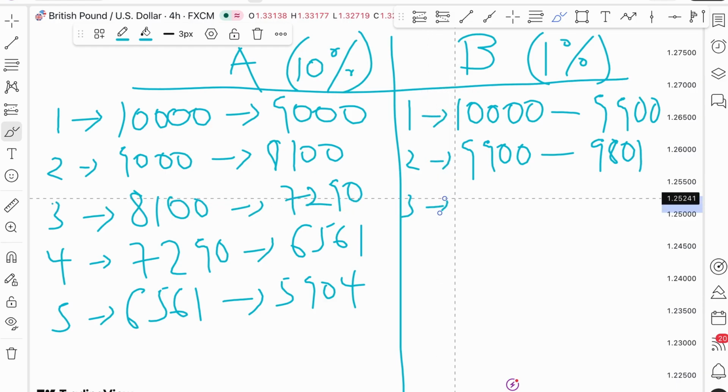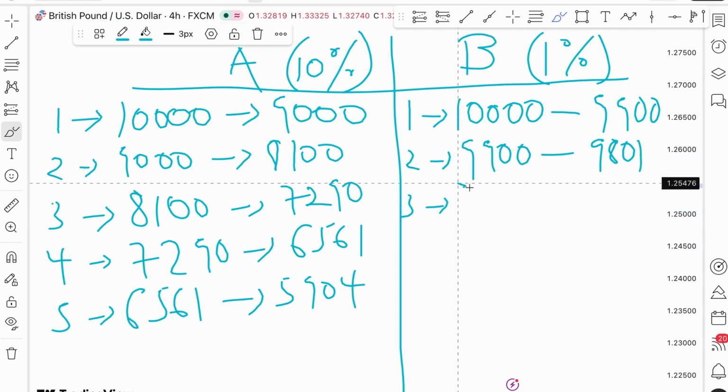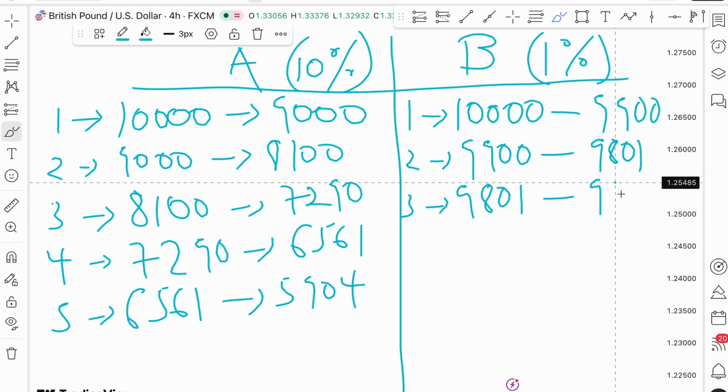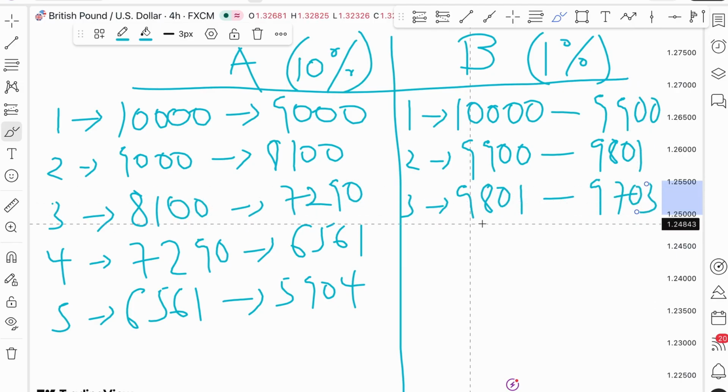A new balance for the third trade, for us to see how much we are going to lose risking 1% of this capital, 9,801. Bear in mind, 1% of the 9,801 gives us 98.01. When we less it, we are going to get 9,703.